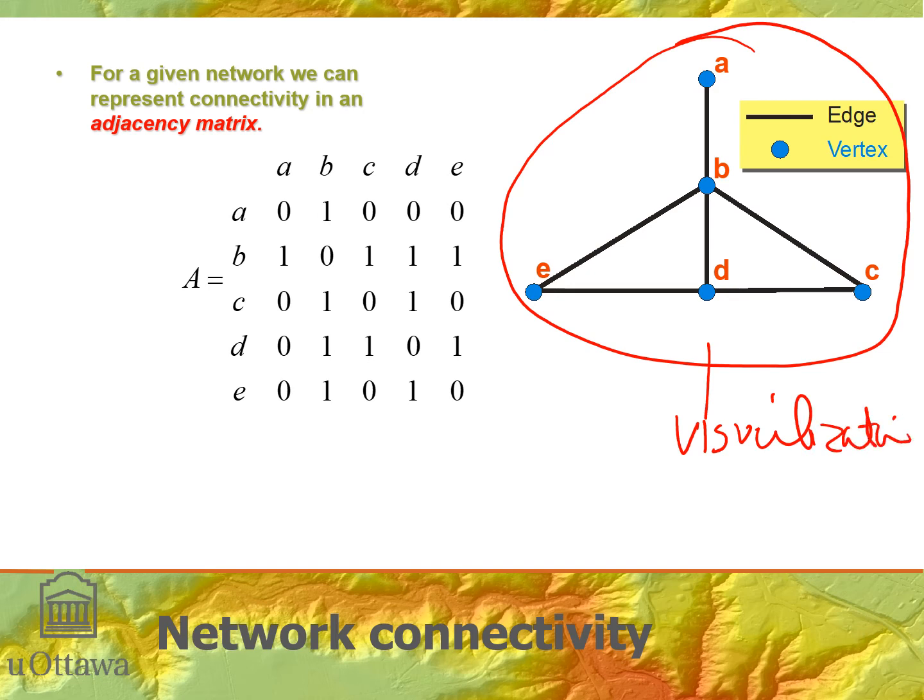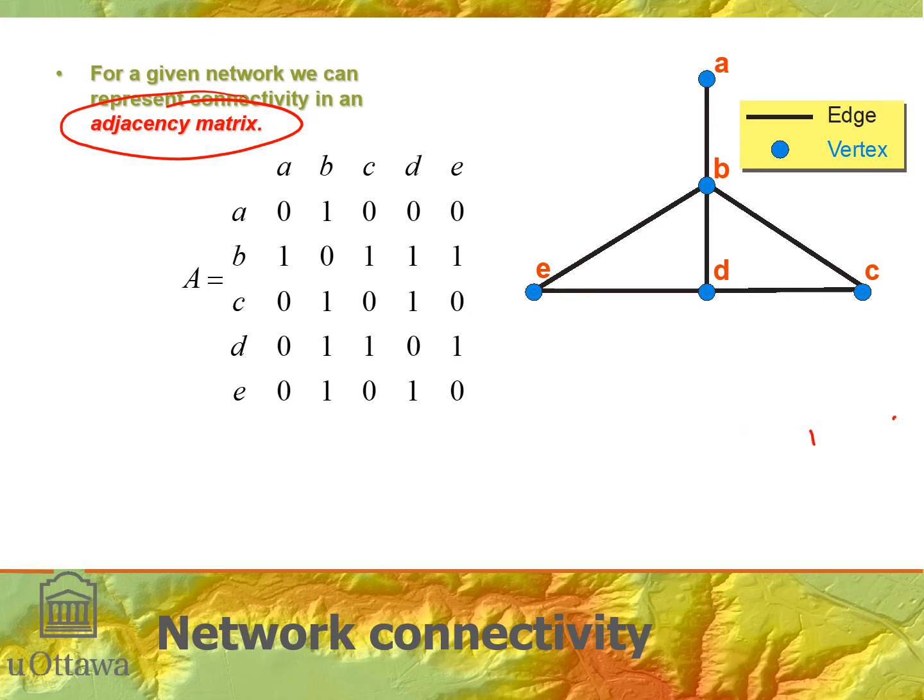What's more important are the tables we can create off these, like what we call an adjacency matrix. The adjacency matrix contains all the information on the connectivity within this particular graph or network. So for example, we here see that A is connected to B by an edge.